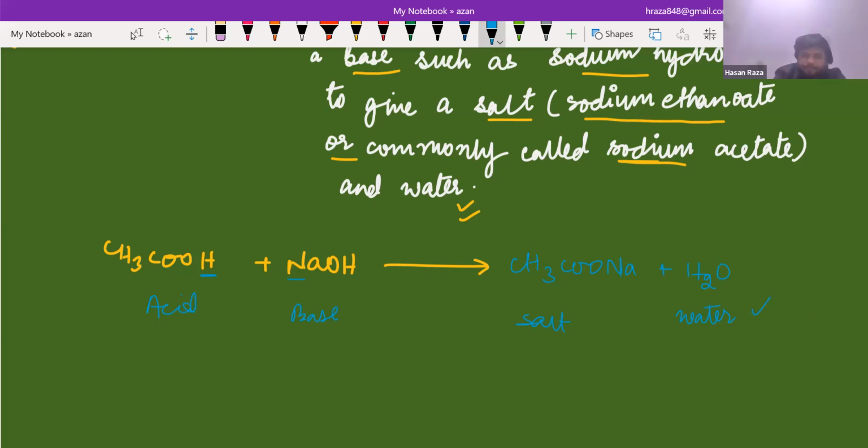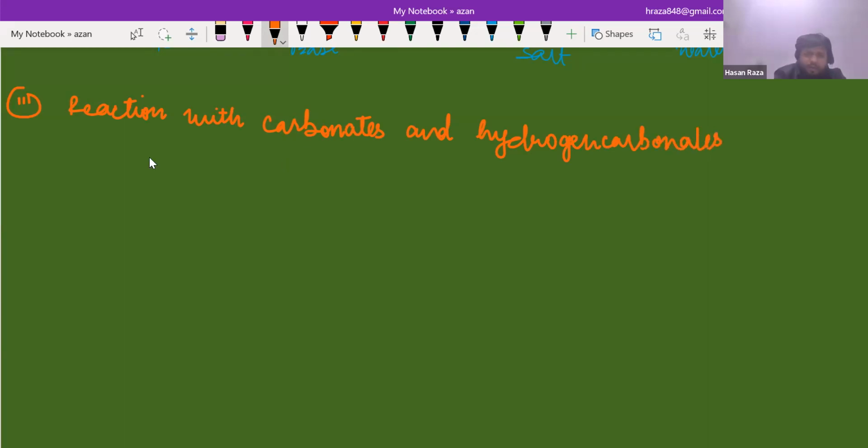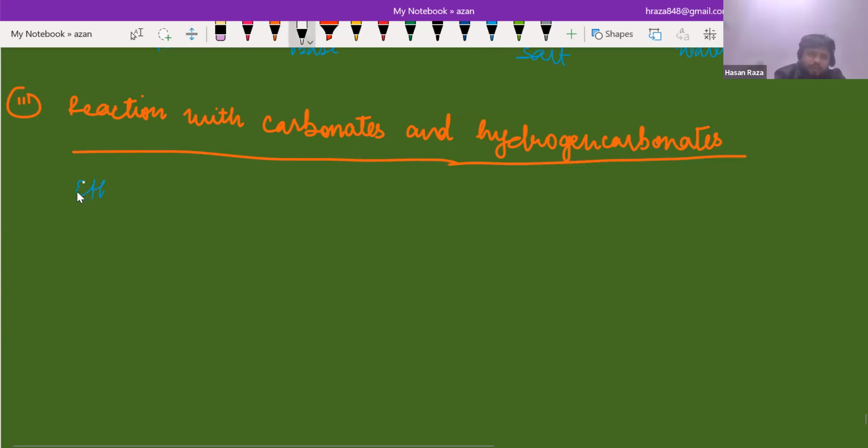Very good. Now we are going to react this with sodium hydrogen carbonate and sodium carbonate. So the third reaction is basically a reaction with carbonates and hydrogen carbonates, or you can also call them bicarbonates. Then salt plus water plus carbon dioxide will form. So I'm going to write a point on this. Please do write with me.